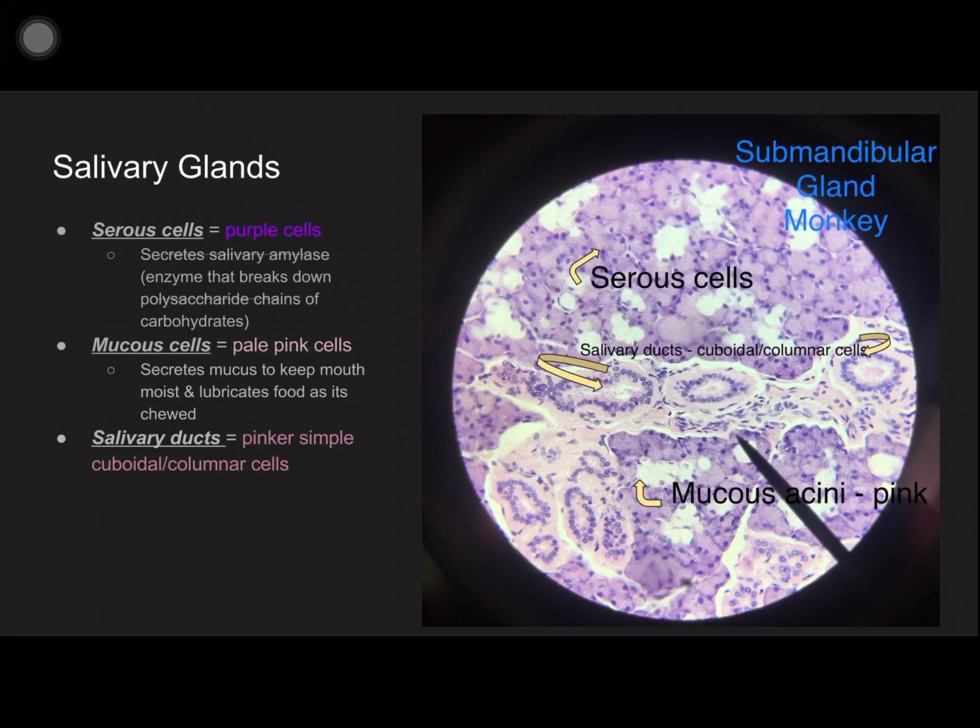So a bit more on the function side of things, the serous cell secretes salivary amylase. It's an enzyme that breaks down polysaccharide chains of carbohydrates. Mucus cells are pale pink cells secreting mucus to keep the mouth moist and lubricate food as it is chewed. Something interesting about mucus, mucus is very alkaline, in contrast to stomach acid, which is very acidic. Salivary ducts are pinker, simple cuboidal or columnar cells.